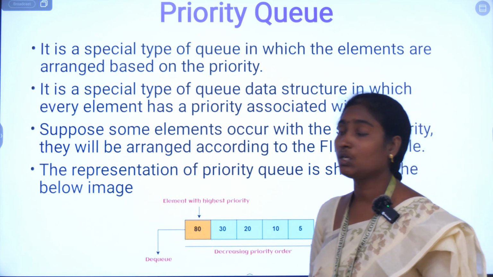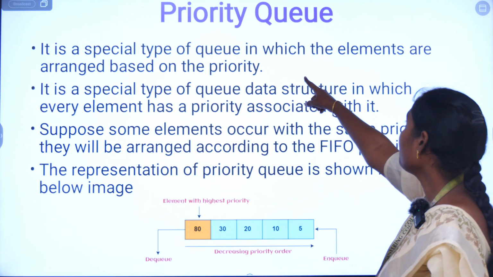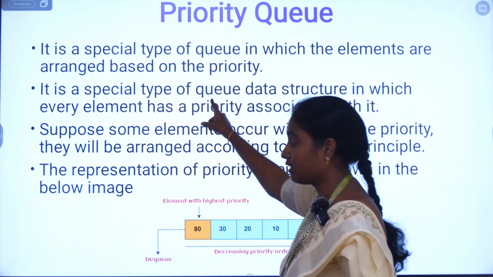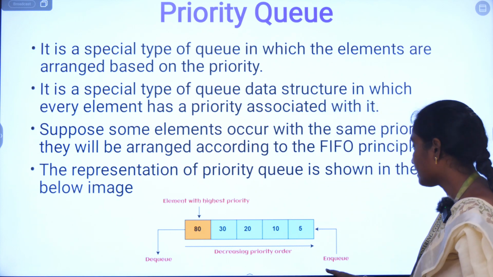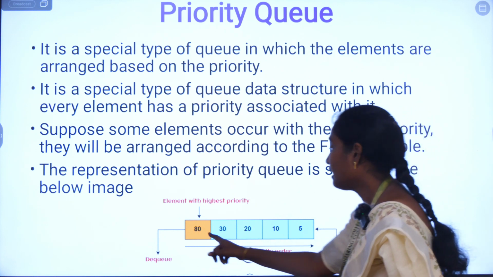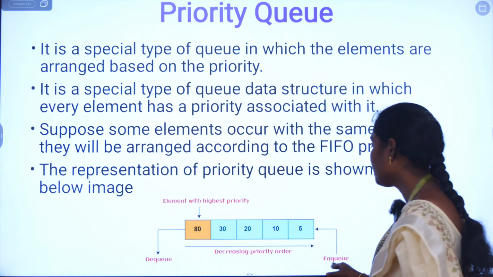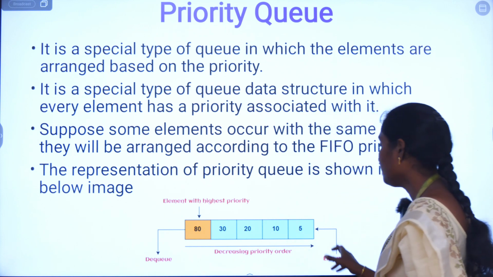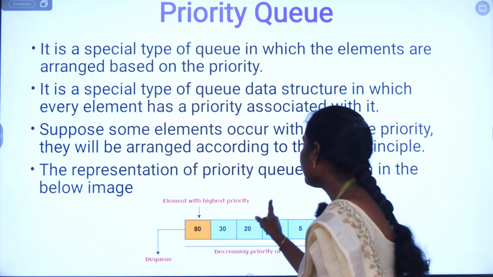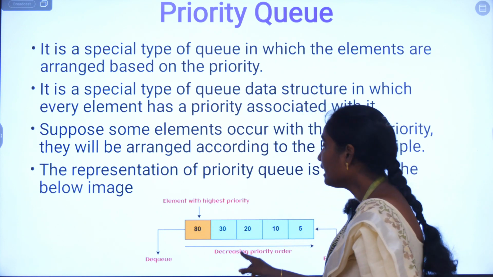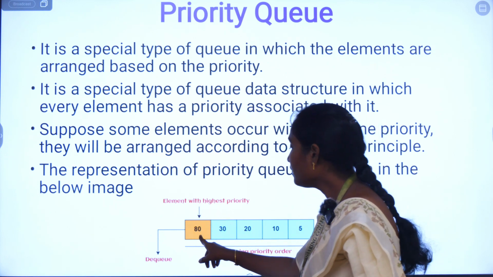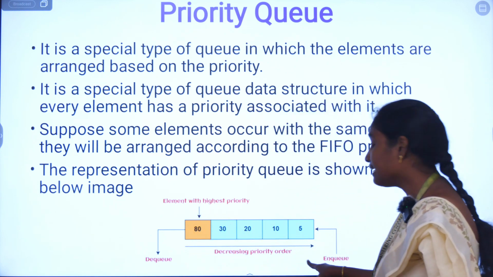Next one, priority queue. Here it is a special type of queue. Here you are going to arrange the elements based on your priority. If you see this example, this is a queue. You have two ends: one is the front end, another one is the rear end. The front end you are going to use for deletion purpose and the rear end you are going to use for insertion purpose. Here you have arranged the elements based upon the priority. Here I have taken the highest element as my priority. It means you have to arrange the elements in decreasing order.